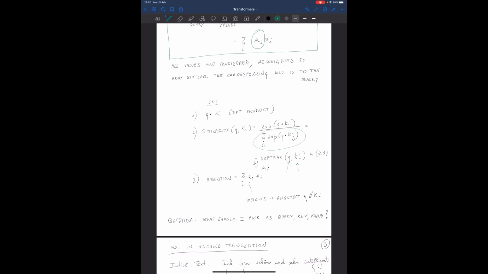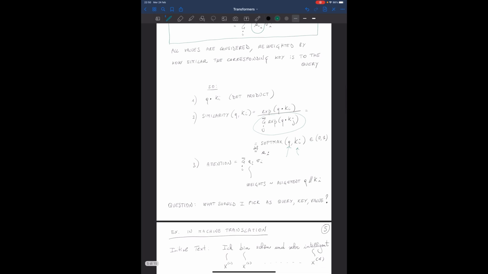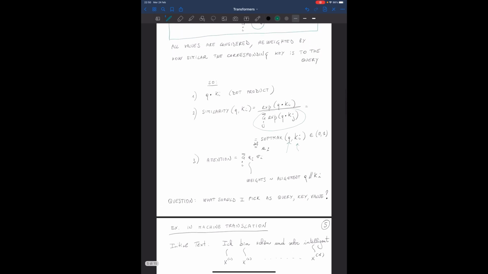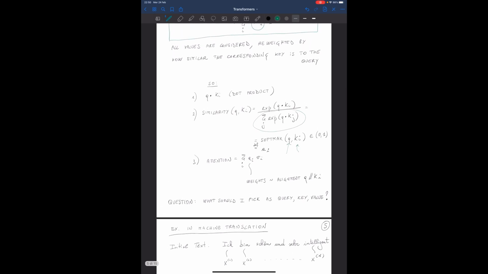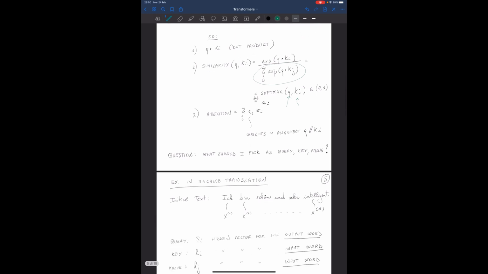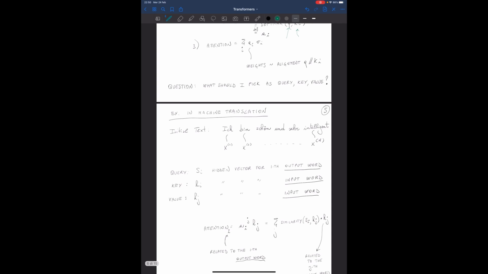Let me make an example in machine translation again. So let's imagine that we have this text, the original text that we want to translate. Now I'm going to use my favorite language, German, of course. Ich bin schön und sehr intelligent. This would be the initial text that we want to translate. So I labeled the words belonging to this text as x1, x2, all the way down to xn, and we want to translate this, let's say, in English.